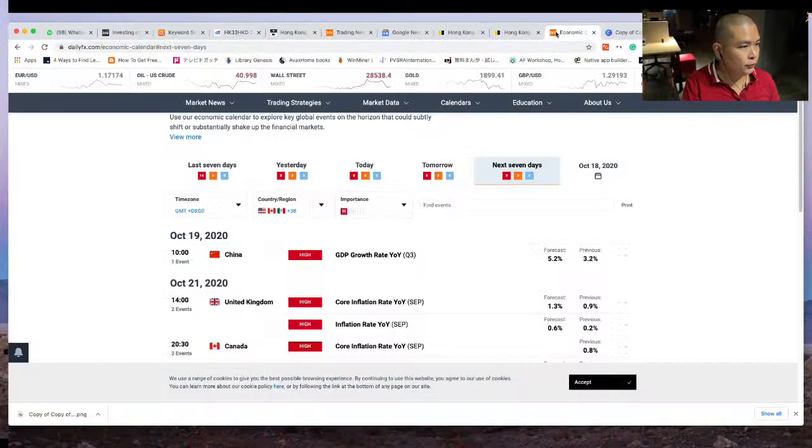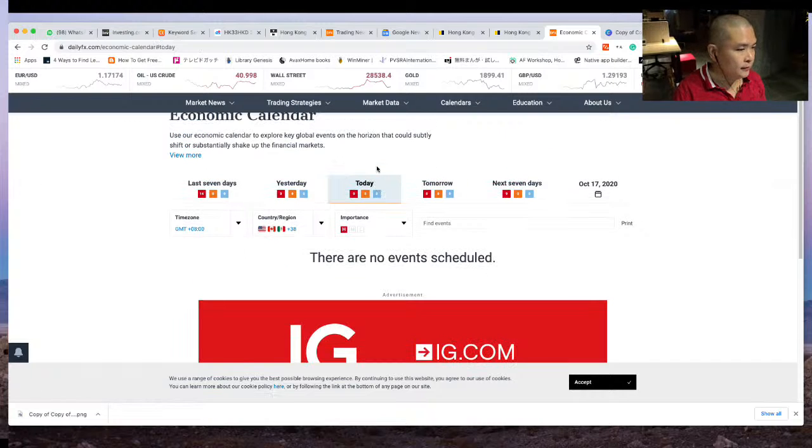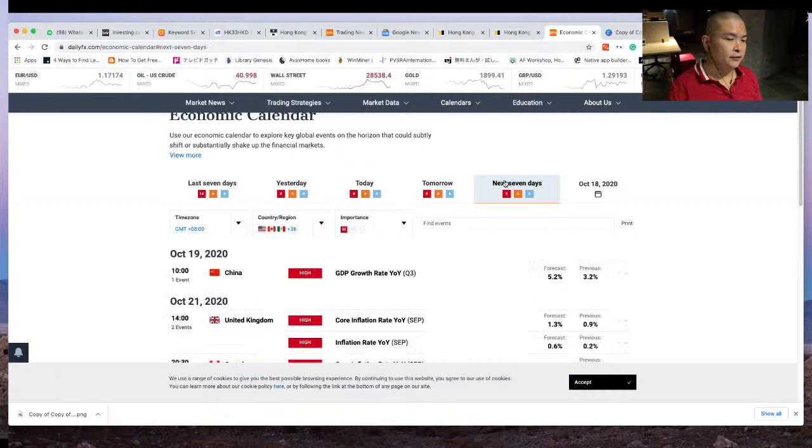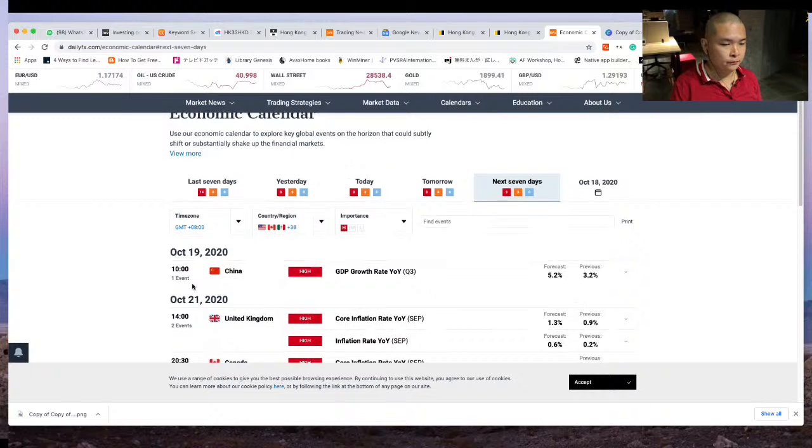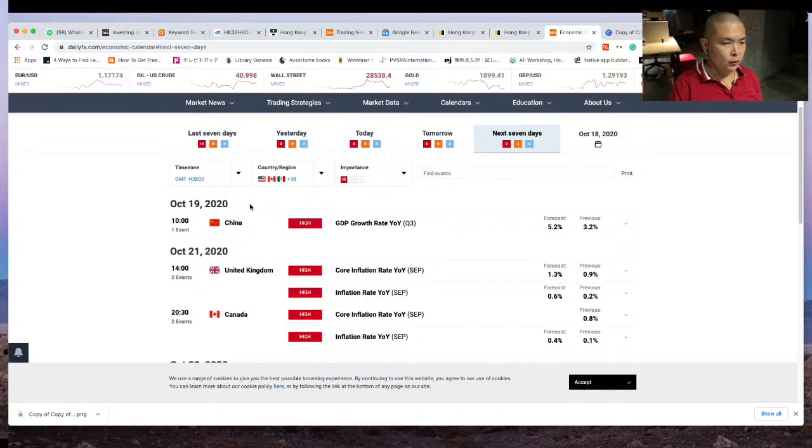We are going to go to Daily FX. As you guys can see, today is Saturday, so Saturday and Sunday there are no events as usual. For the next 7 days, the first thing you have to pay attention to will be the China GDP growth rate, which is going to take place on Monday at 10 in the morning, Hong Kong time. This will likely have some kind of influence on the HK50.